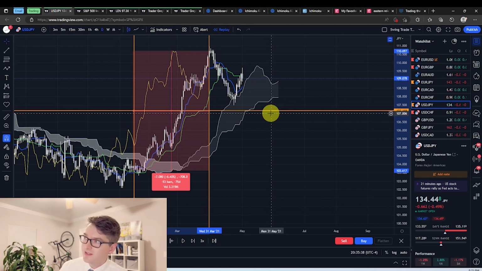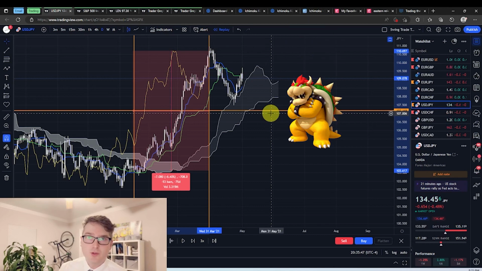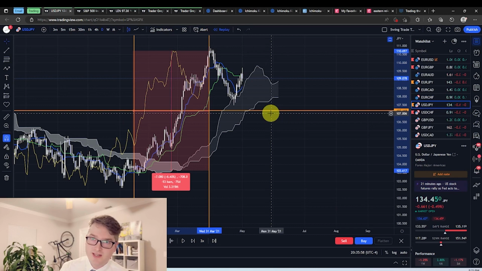And I like to think of each line as like a soldier, right? And Senko span B is kind of like the final boss. So if price is crossing below Senko span B, you know, there's a huge momentum shift in the market, and price has just killed the final boss, and now it's going to continue going bearish, right?